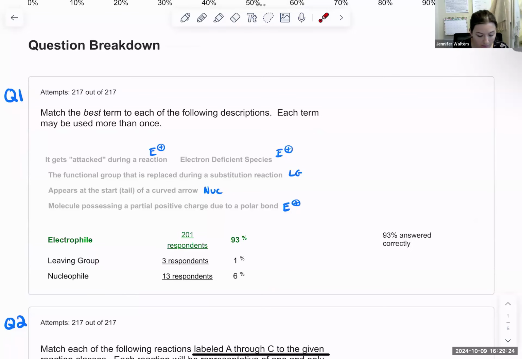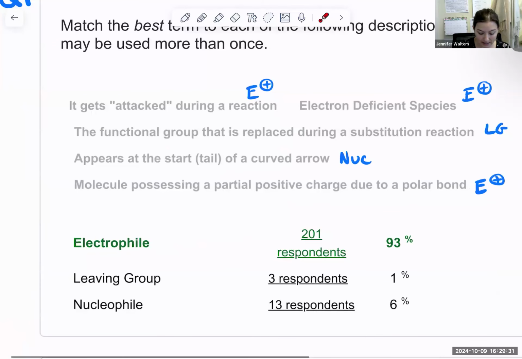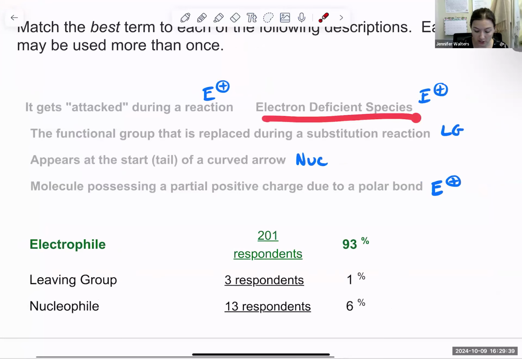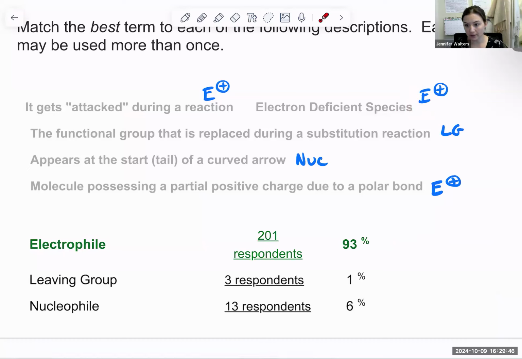Question 1. Match the best term to each of the following descriptions. So this is just, do you know the definitions? The one that gets attacked during a reaction is our electrophile. The nucleophile does the attacking. The electron deficient species, the electron poor species, is your electrophile. Your electron rich species is the nucleophile.